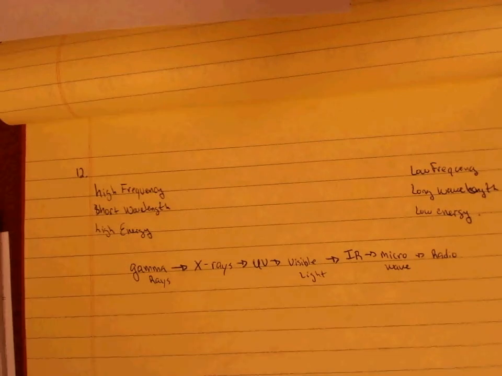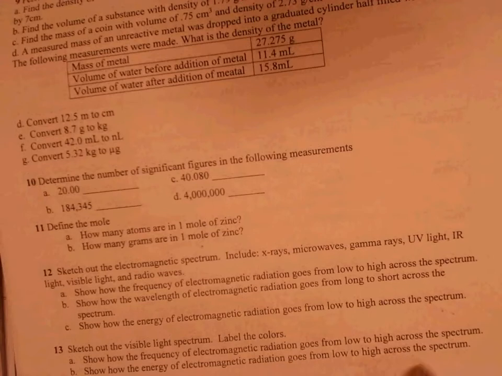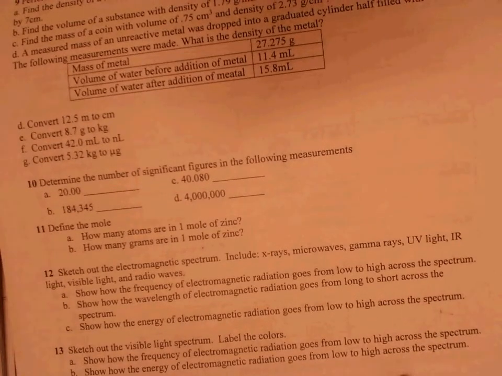Question 13 asks us to sketch out the visible light spectrum and label its colors. It wants us to show the frequency of electromagnetic radiation as it goes from low to high across the spectrum, and how the energy of electromagnetic radiation goes from low to high across the spectrum. So let's do energy from low to high.